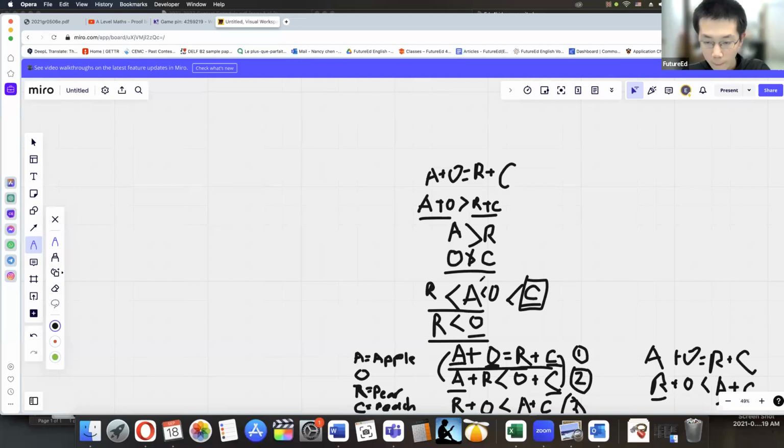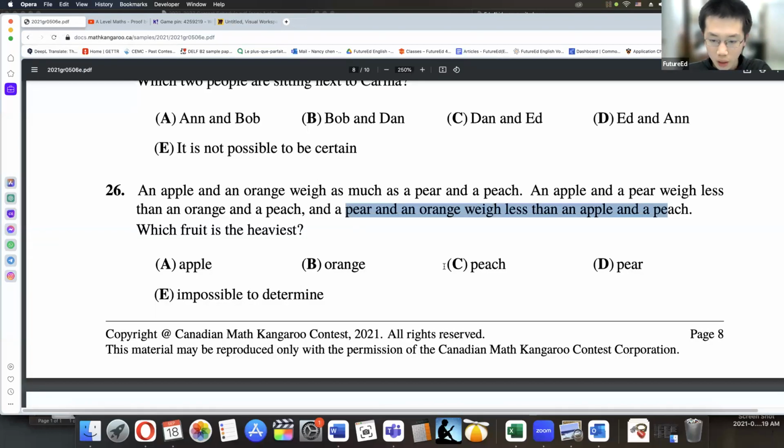So we have our answer. Just by using proof by contradiction, we found out that indeed C, peaches, are the heaviest fruit of them all. I know I went a bit over time.